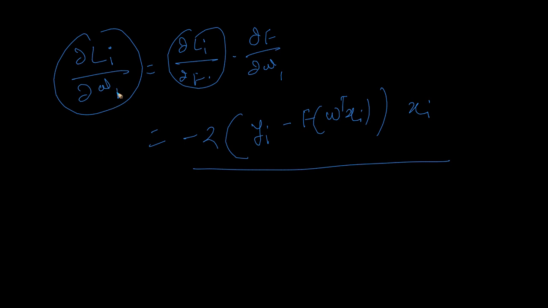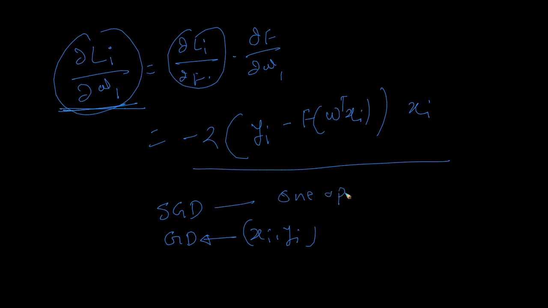Now I can update the weight W1 using this loss, right? We can use SGD or gradient descent. In gradient descent, we use all the xi's and yi's to compute the derivative. In case of stochastic gradient descent, we can use one data point to compute the derivatives, right? Or I can take a batch of data points to compute the derivative. That is called batch SGD.